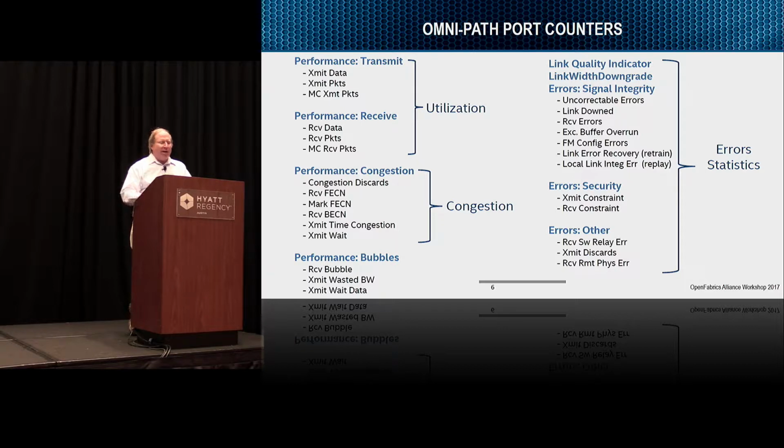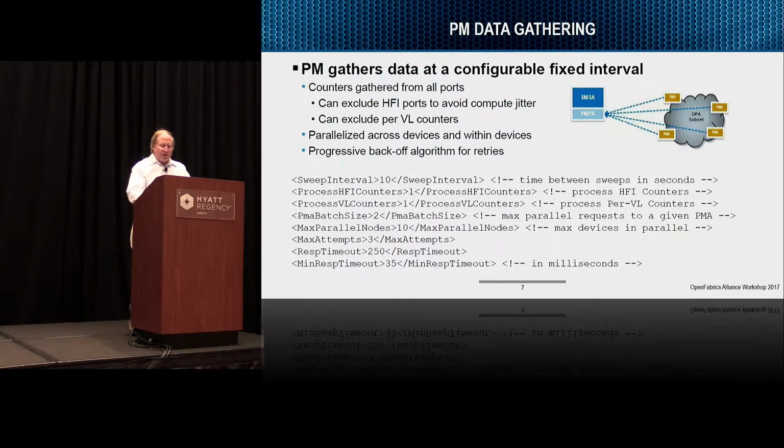And we've got a variety of error counters for security violations, for signal integrity type problems, or things where hardware is somehow sending seriously corrupted packets or violating the layer 2 protocols, as well as some intermittent things that are atypical, like switch relay errors and remote receive errors and such.